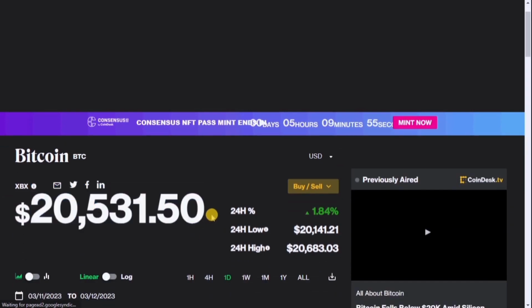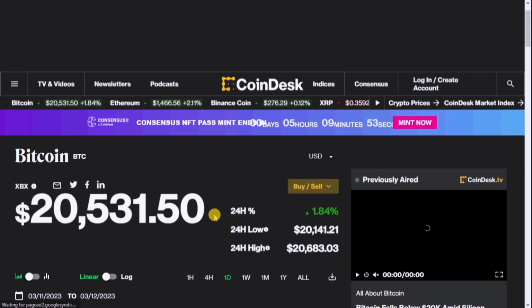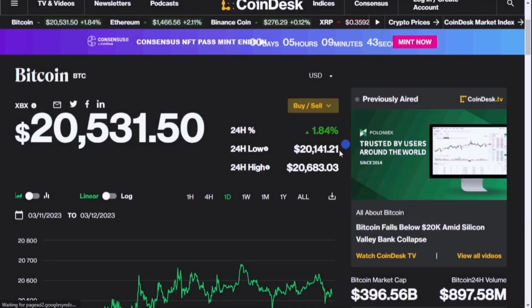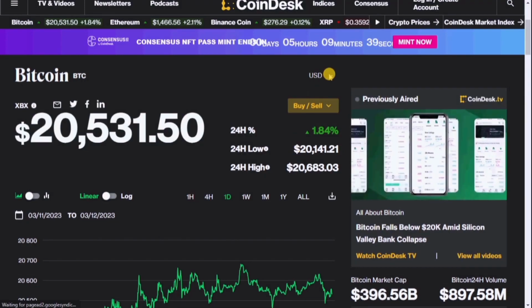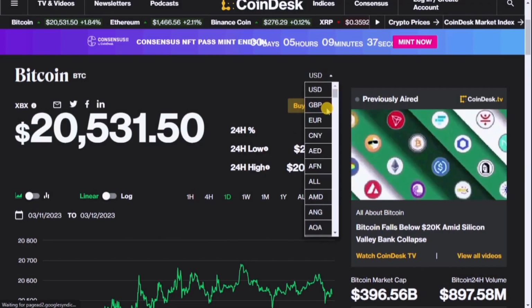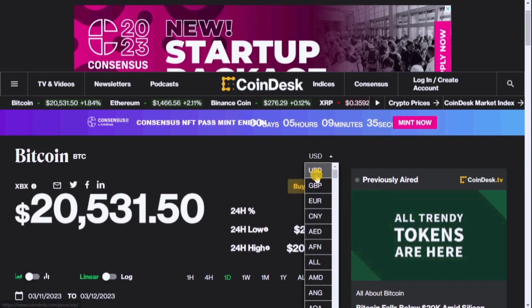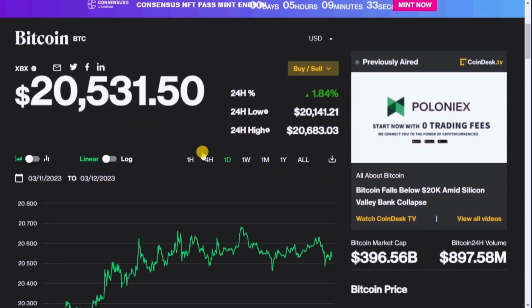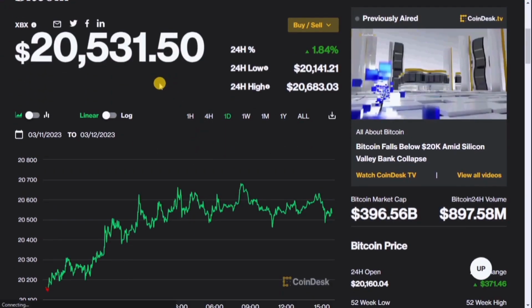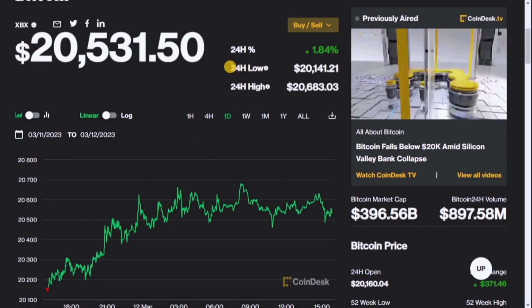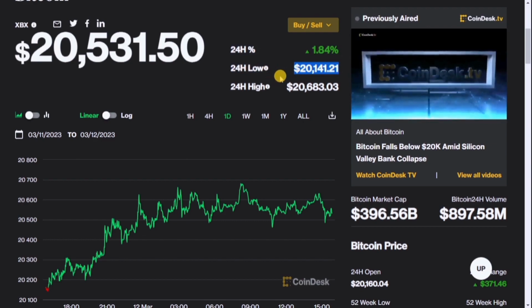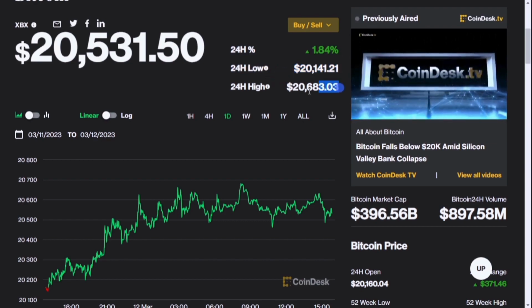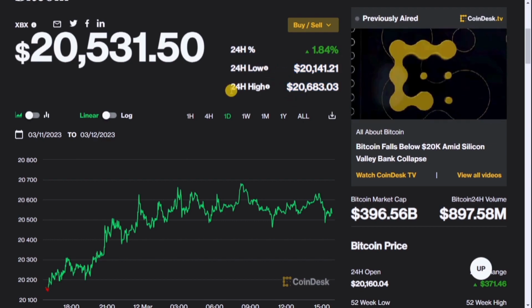As you can see, there is some other data here. This is the Bitcoin price growth in percentages in the last 24 hours. And the price is, of course, in USD. You can change it to any other fiat currency you want, but I think lots of people mostly use USD. Then you can see the lowest price in the last 24 hours, and of course the highest price in the last 24 hours.